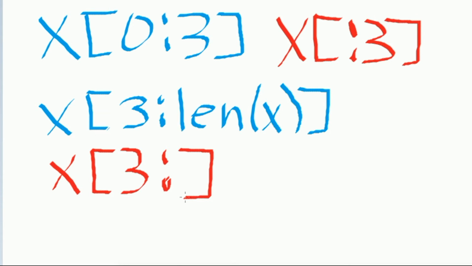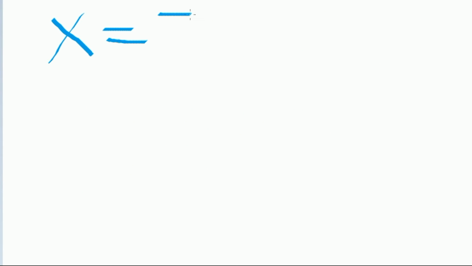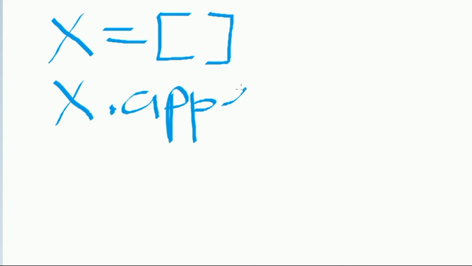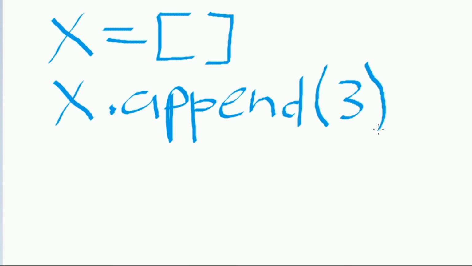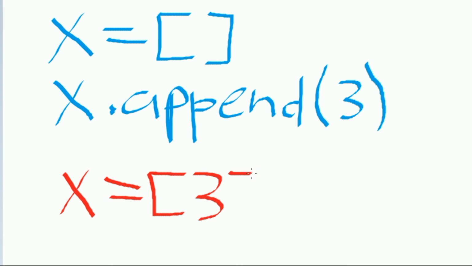of the list. If you want to add to the end of your list, you have to use a method called append. So you take the variable name of the list, put .append, and then in the parentheses put whatever you want to append to your list. So in this example, it would append 3 to the empty list, and so x would now be equal to a list with 3 inside of it.